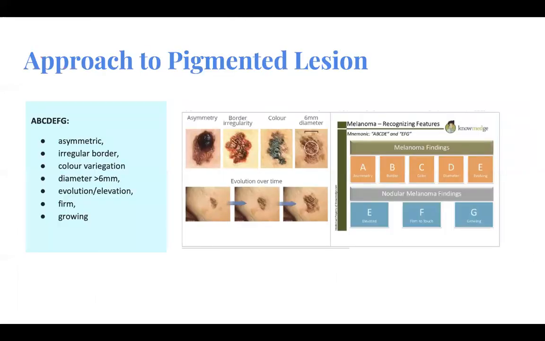So moving on to pigmented lesions. This is the ABCD approach for melanoma. Is it asymmetrical? Does it have an irregular border? Is there color variegation? Is the diameter more than 6 millimeters? Is it evolving? Then E, is it elevated? F, is it firm? G, is it growing? The last EFG is more for nodular melanoma, which is the most severe of the melanoma subtypes.